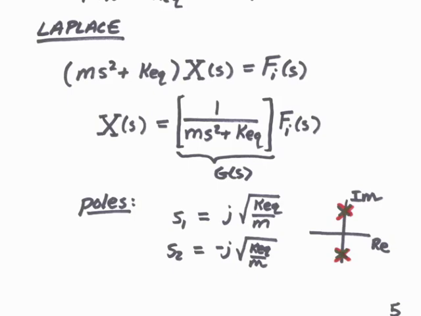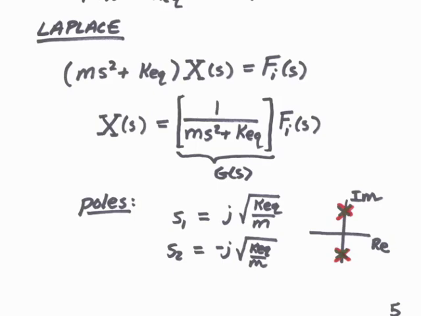So our transfer function between the input force Fi and the output displacement x is 1 over m s squared plus k equivalent. This is G of s. And you notice the form is just the same as we found in our previous case. The only difference is now we're not dealing with m s squared plus k, but rather m s squared plus k equivalent.